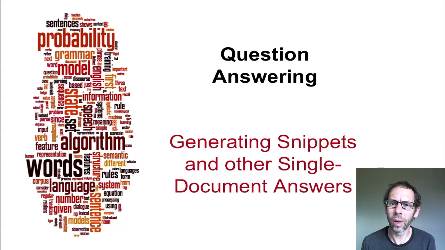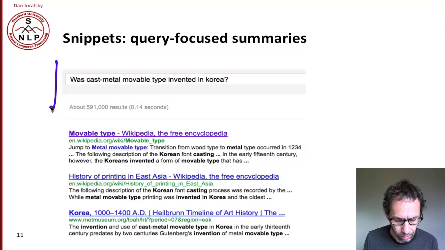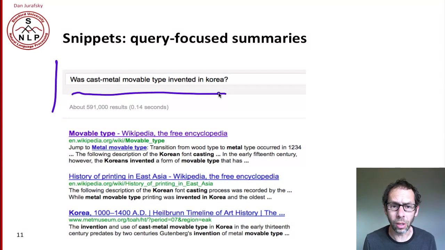Let's now see how to generate these snippets or other summaries from single documents. Now here's an example of a snippet. This is again coming from Google. I've asked a question, was cast metal movable type invented in Korea?